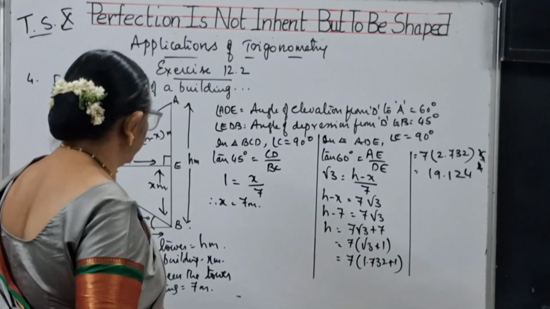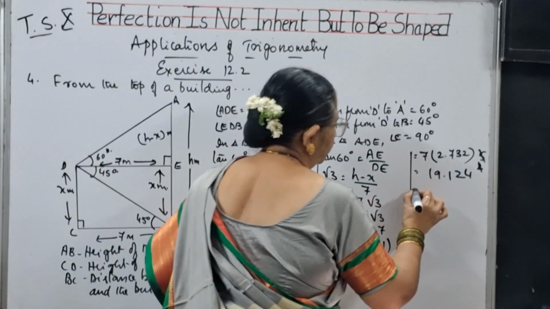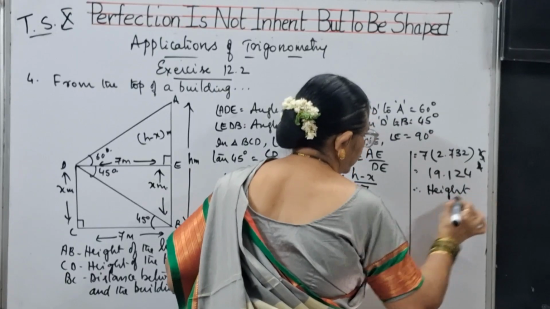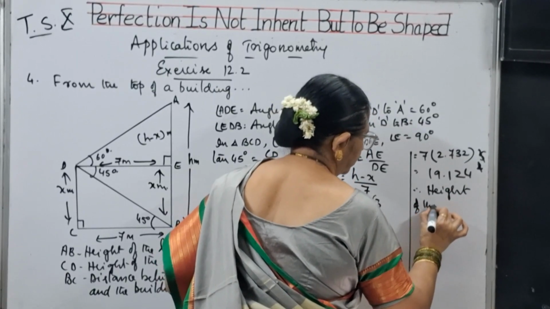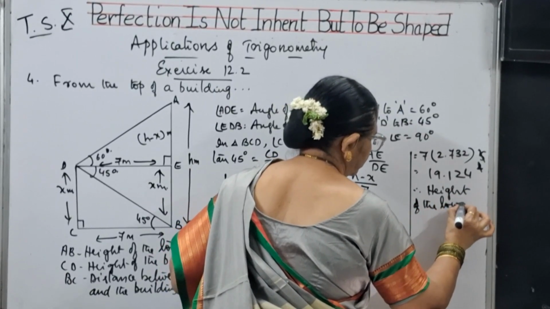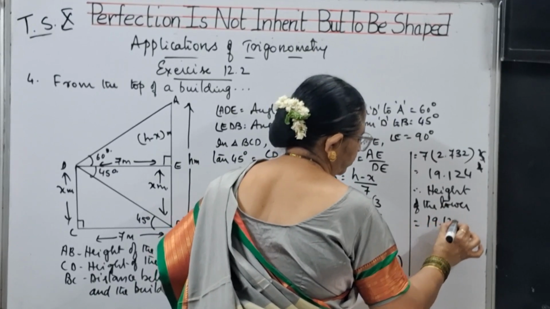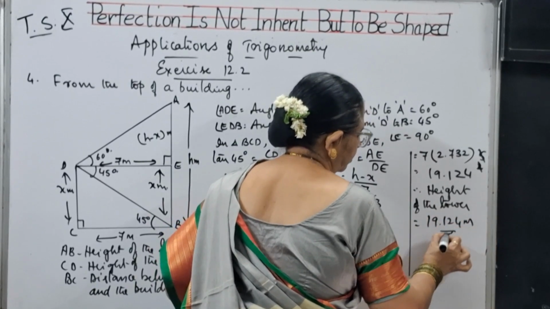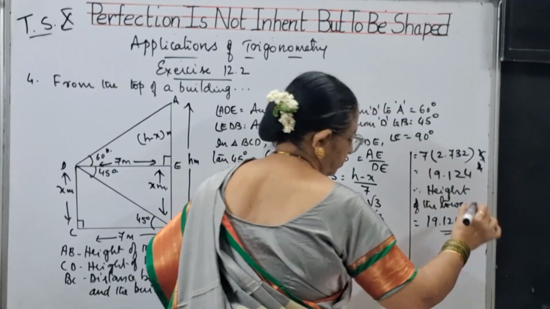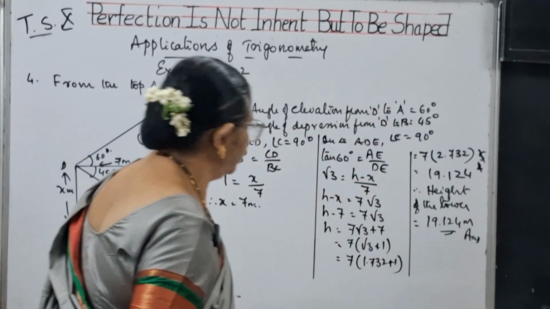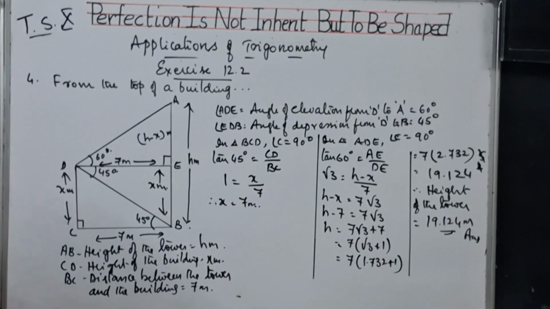H is nothing but height of the tower. Therefore, height of the tower is equal to 19.124 meters. This is the answer, children. I hope I am clear with this. Please note it down.